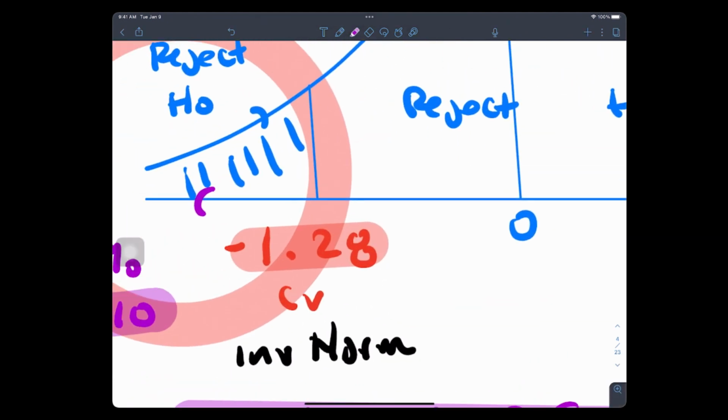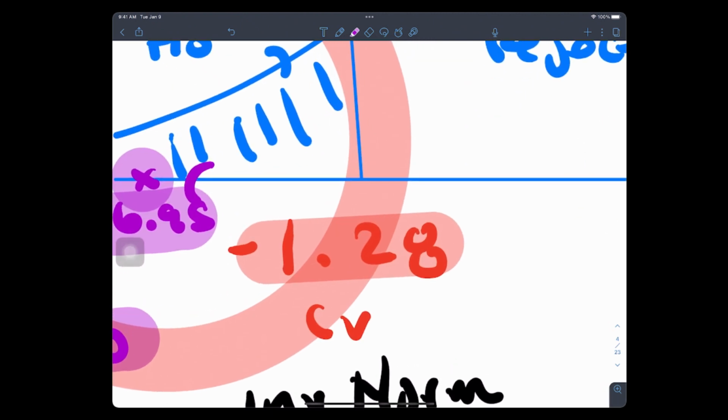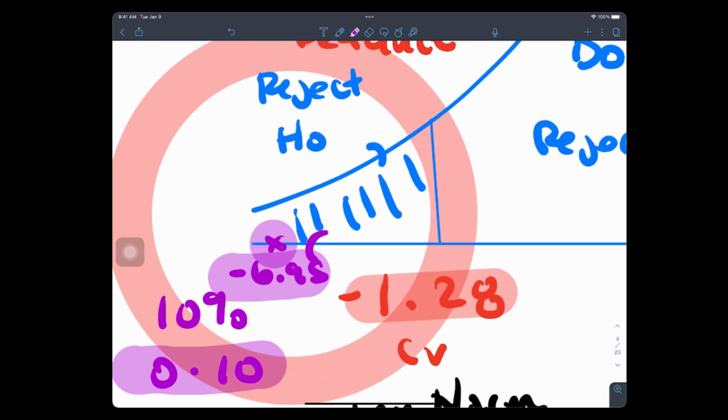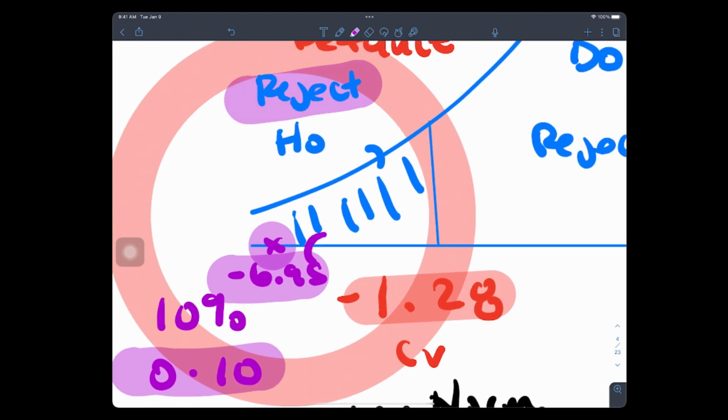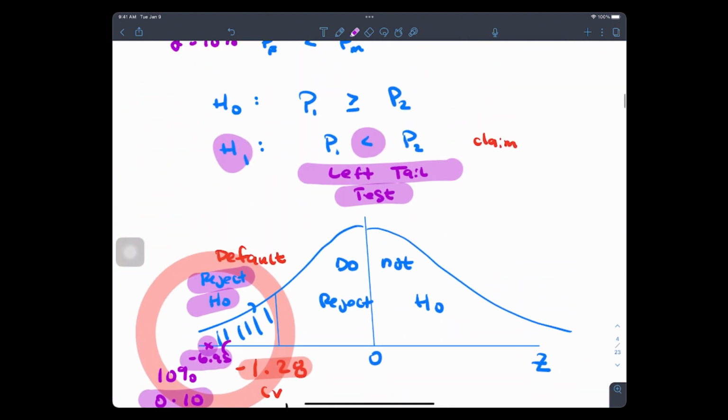And where does that live? Is that to the left of the critical value? Yeah, it's very much to the left, right? Negative 6.95 is really to the left, by the way. It's to the left of negative 1.28. Which neighborhood is this in? You're going to reject the null. What does that mean, to reject the null?